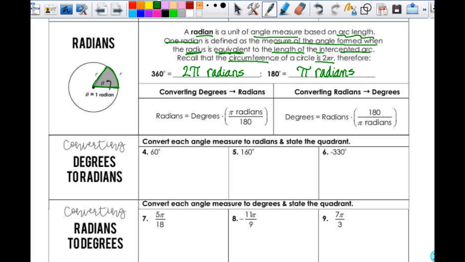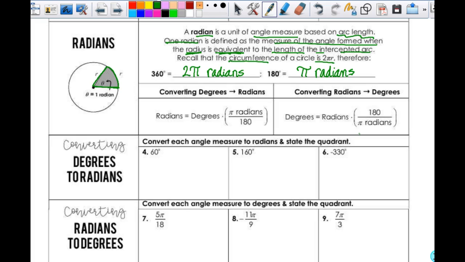So if I need radians, like I have a degree measure, I take whatever my degree measure is and multiply by pi over 180. That means my degrees don't have pi in them. Radians do, so pi has to be in the numerator. And if I want degrees, I take my radian measure and multiply by 180 over pi so that the pi's will cancel out and I'll end up with degrees.